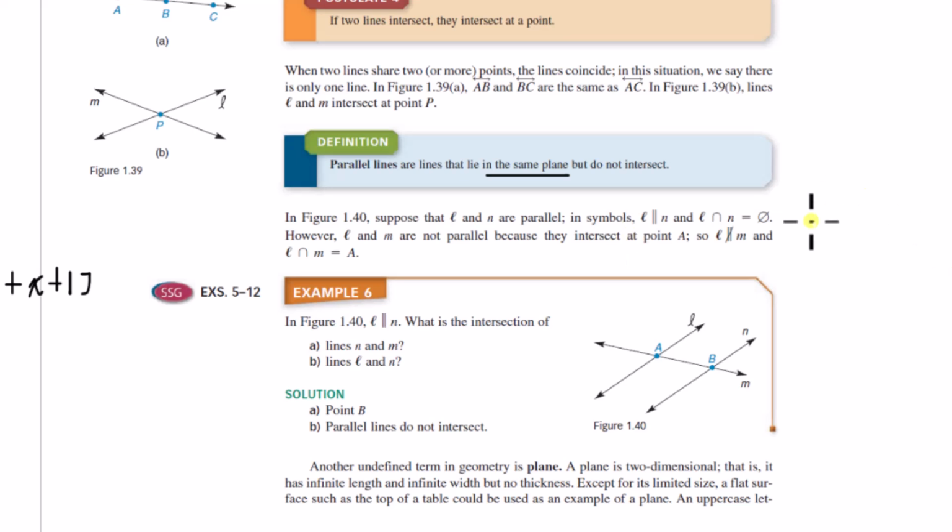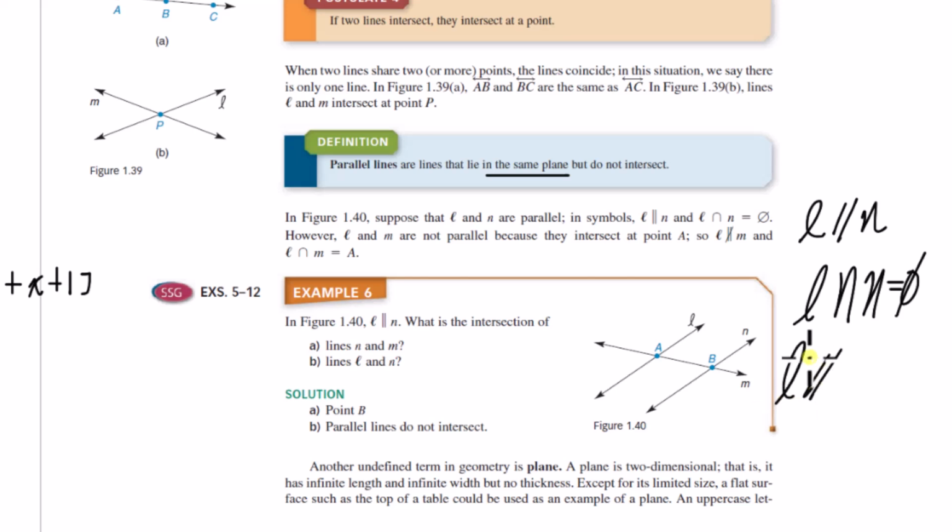Okay, in figure 1.40, suppose that L and N are parallel. In symbols, you could write L is parallel to N. And the intersection of L and N, there is no intersection. It is the empty set. However, L and M are not parallel because they intersect at point A. So you can write L is not parallel to M, and the intersection of L and M is point A.